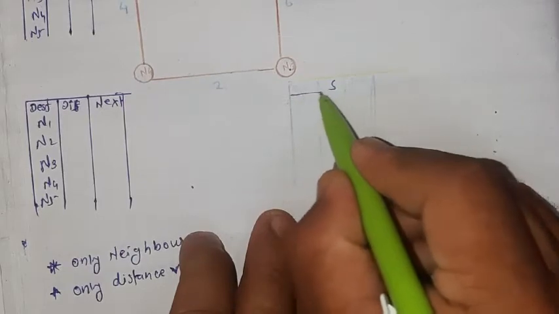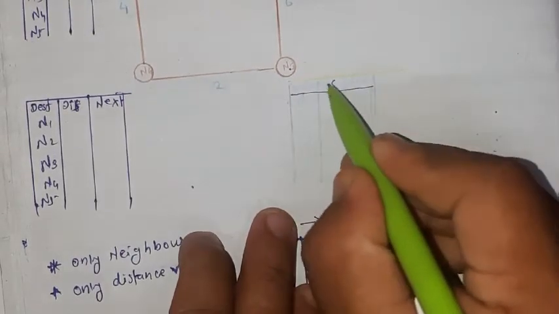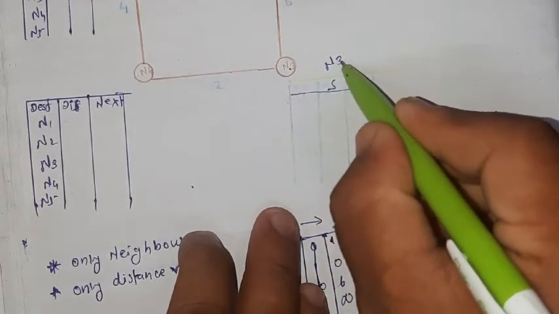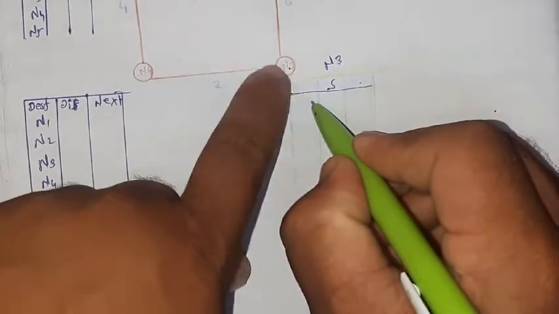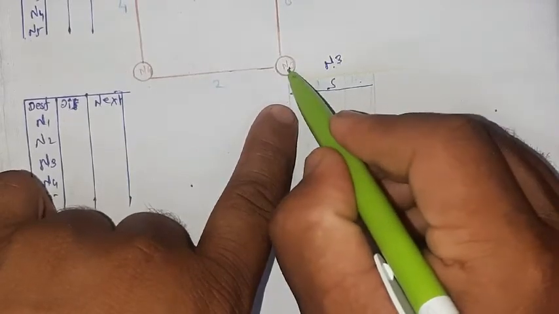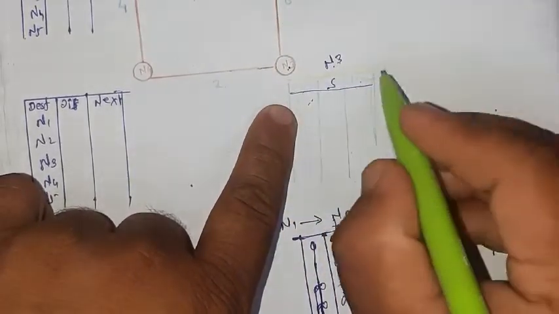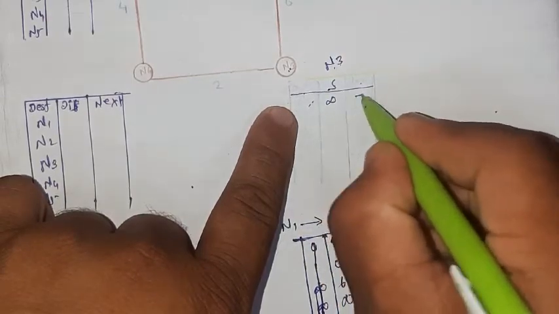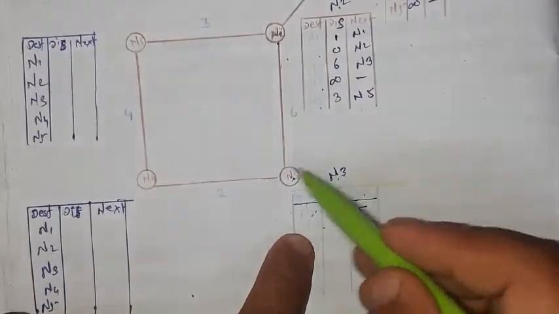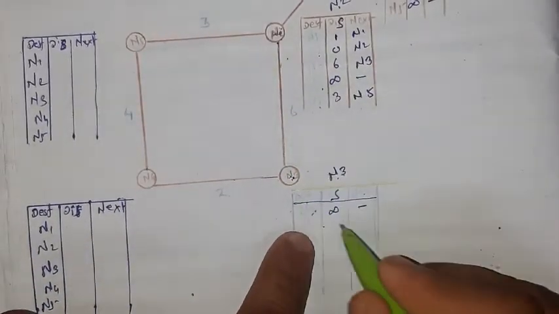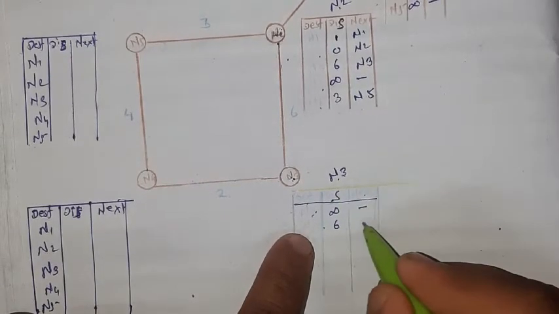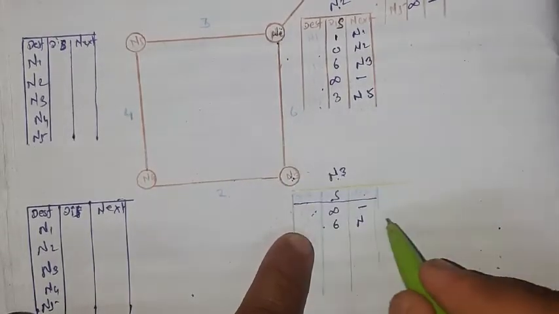Okay, so again we have n3. We go through the first column for destination, distance and next. This is the routing table for n3. So n3 to n1, we don't know exactly. Why? Because n3 only knows n2 and n4, meaning its neighbors. So put infinity, dash. n3 to n2, here we have 6, n3 to n2 is 6, and after that, using this link, we reach at n2.